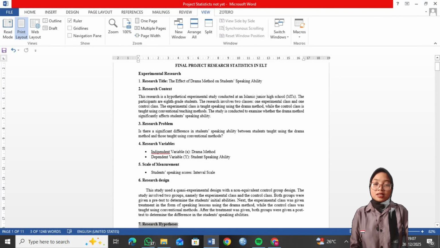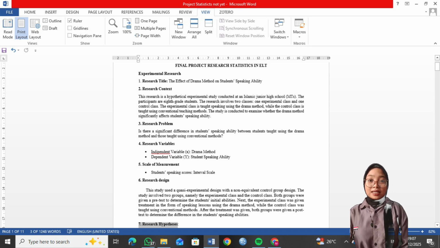Okay, the first research is an experimental research. The title is The Effect of Drama Method on Student Speaking Ability. This research aims to examine whether the drama method has a significant effect on student speaking ability. This research is a hypothetical experimental study conducted at Islamic Junior High School. The participants are 8th grade students divided into two groups, an experimental group and a control group.